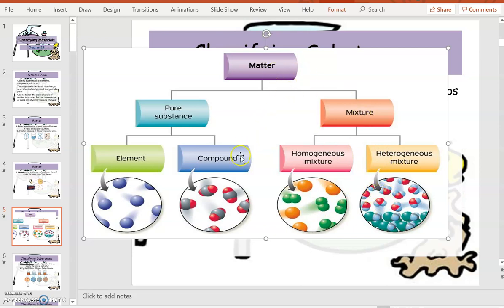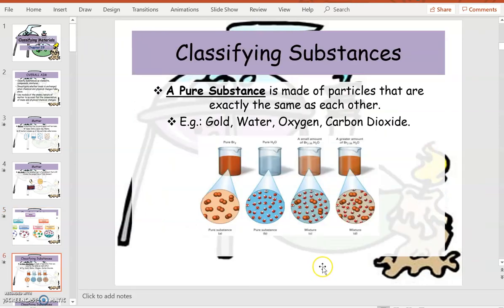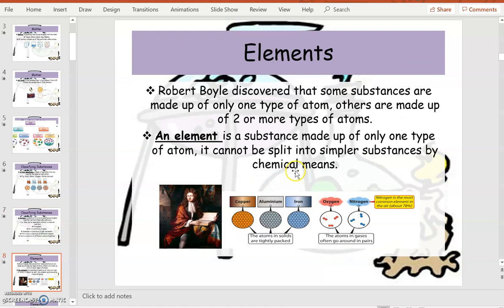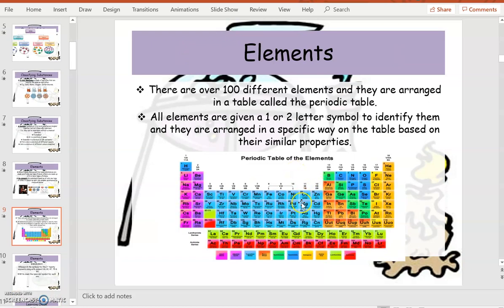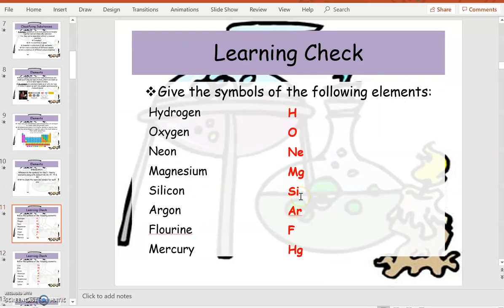It can be a mixture, a compound, or an element, okay? And then when we classify substances, we classify them as one of those three things. So the PowerPoint then kind of flicks through all of those. There's our periodic table. And then looking at some important elements and their symbols, okay?